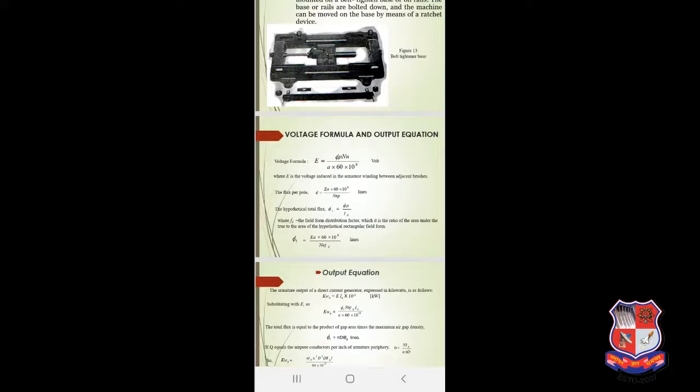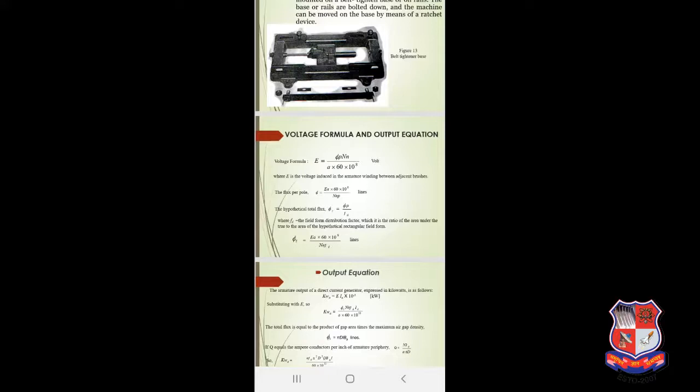Basically the voltage formula is E = φPN / (A·60) × 10⁸ volts, where E is the voltage induced in the armature winding between adjacent brushes. For calculating flux per pole, φ = E·A·60 × 10⁸ / (N·P) lines. This you will get the flux per pole. So the number of poles you have to multiply it by the number of poles.